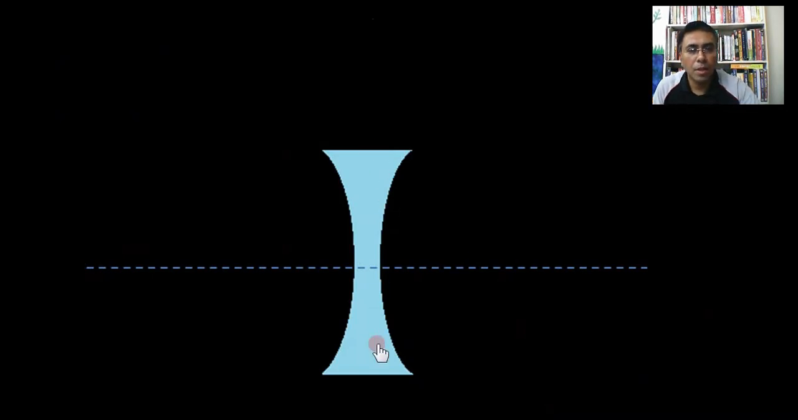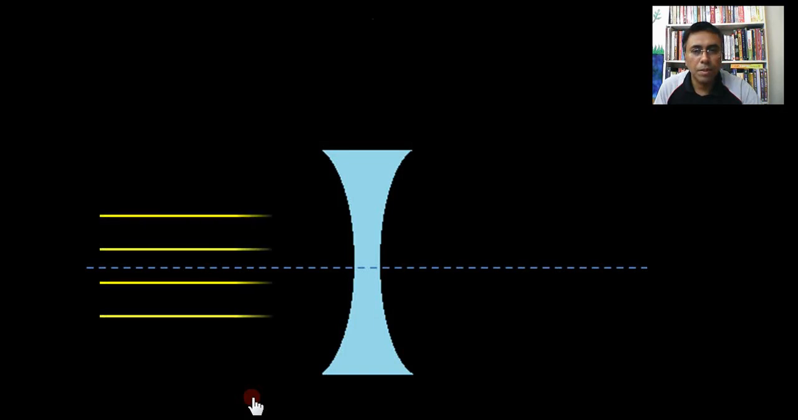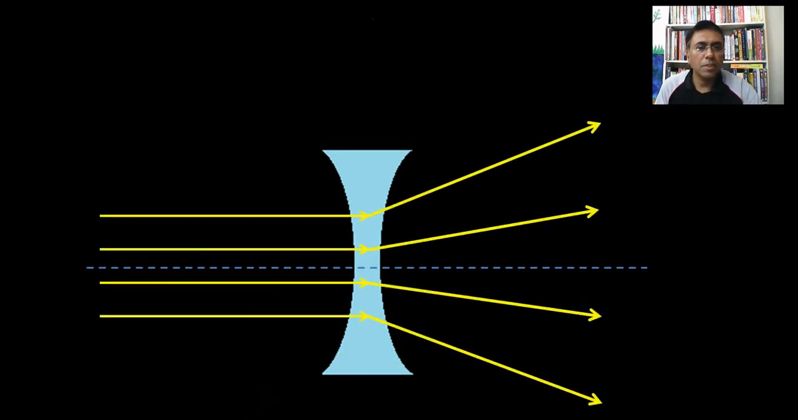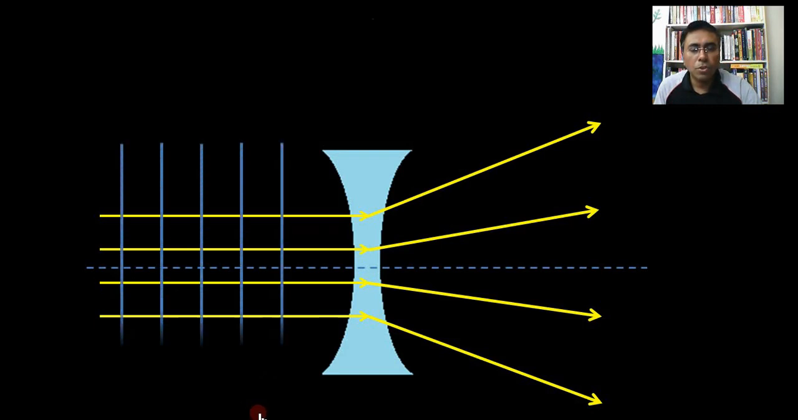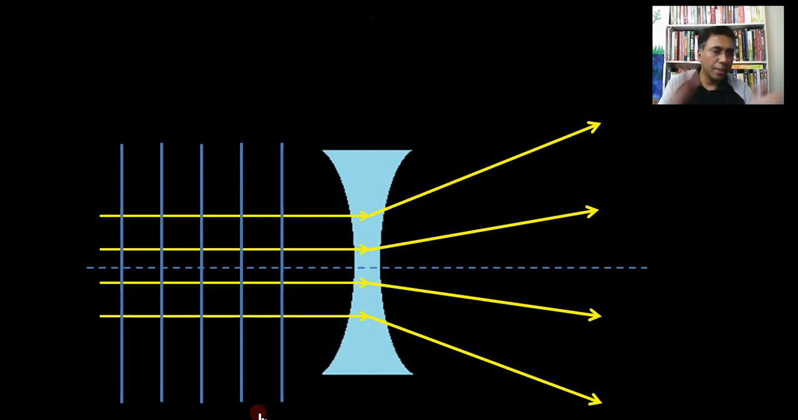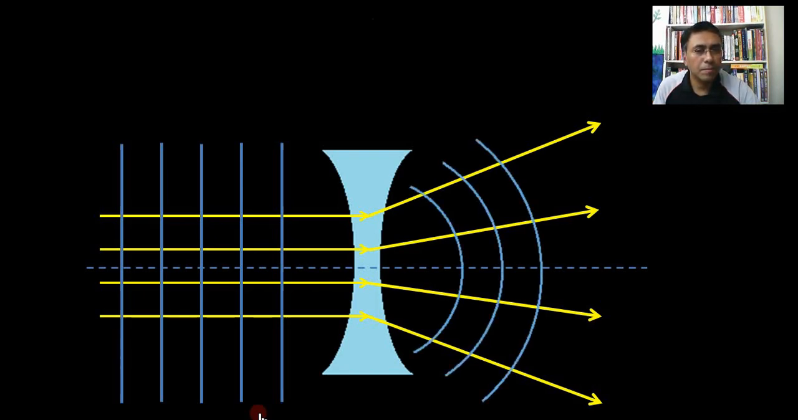Now let's see an example. Say this is a concave lens, and onto this concave lens parallel rays are incident. Then after refraction we see that the rays diverge from the lens. Before refraction, I will draw the wavefronts as vertical straight lines like this, which represent the plane wavefront. And after refraction, since the rays are diverging, the shape of the wavefront would be like this.